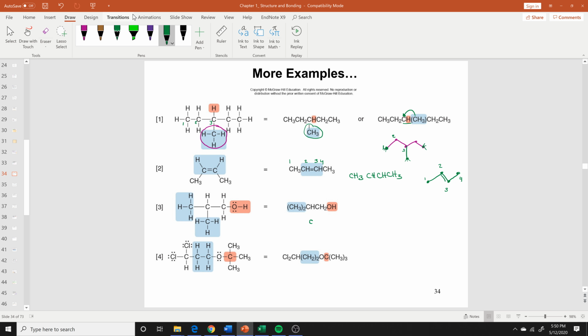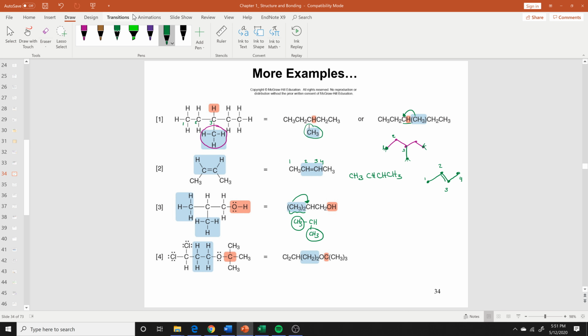Instead of doing a CH3 here and a CH3 there, I took both CH3s, I combined them in brackets, and this is a 2. This means that these two CH3s are branched off the CH. And then next to the CH you have a CH2, and then you have an OH. Same idea here. Lone pairs are represented in the skeletal or the Lewis structure.